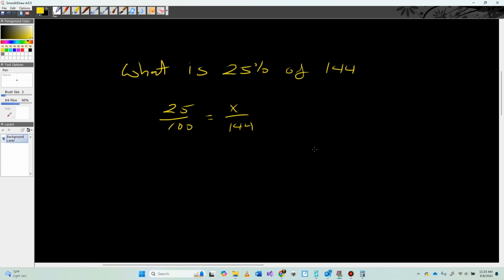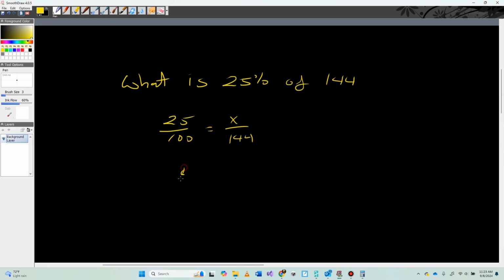And so I take 25 and I multiply it into 144. That's 3456. And I multiply x into 100. So I cross multiply 3456, and I divide both sides by 100. And that's going to give me 34.56. That is my value. That is the part of 144 that is 25%. So 34.56 is 25% of 144.